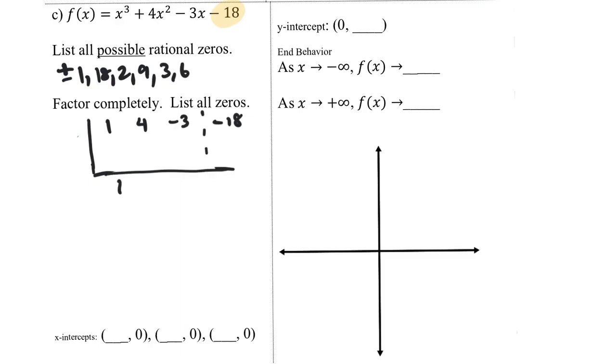Okay, should I try 2? Let's try 2. 1 times 2 is 2, 6, 12. Oh, it is going to work. Okay, there's my 0. I got a 0.